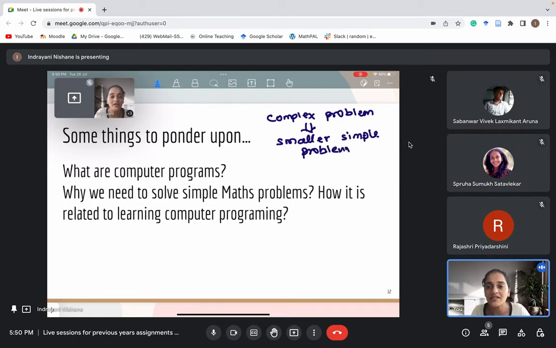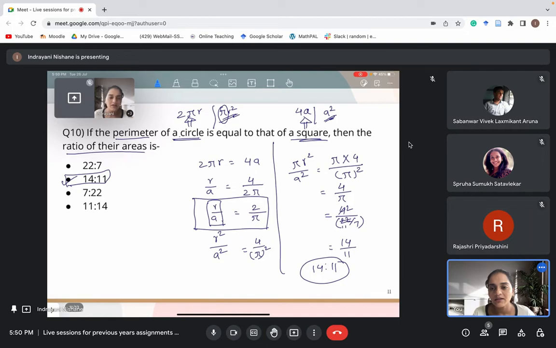Or when we try to give instructions, the same thing applies for the set of instructions. If we are supposed to give some complex instructions, we'll ask them to go step by step. But then how is it related to maths problems? Because in maths, the calculations we do generally use formulas which are fairly simple and straightforward to understand. Say, for example, this problem 10, in which a problem was given in words that the perimeter of a circle was equal to that of a square. So some data was given.